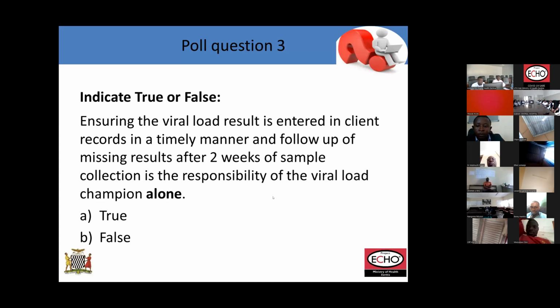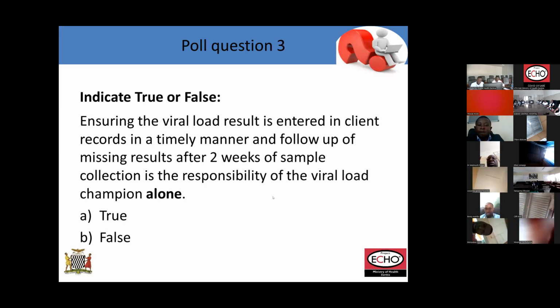Very good question indeed. And we hope the polls will demonstrate what is happening in the facilities. As such, I'll repeat the question. It says, indicate if it's true or false. Ensuring the viral load result is entered in the client records in a timely manner, and follow-up of missing results after 2 weeks of sample collection is the responsibility of the viral load champion alone. Is this true or false?